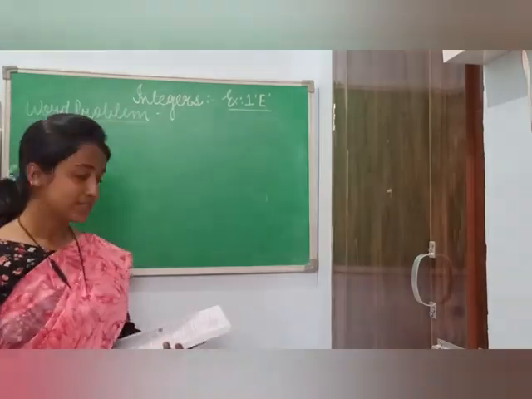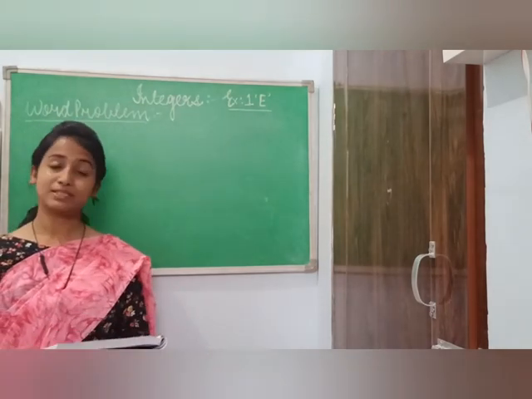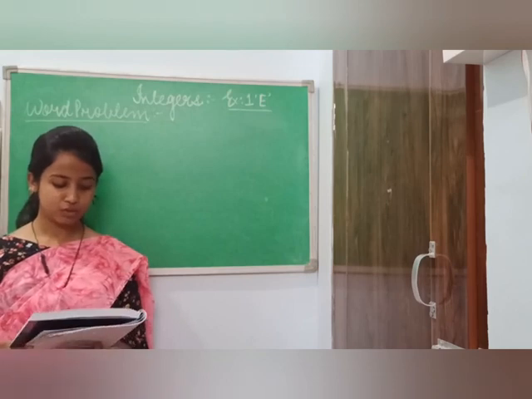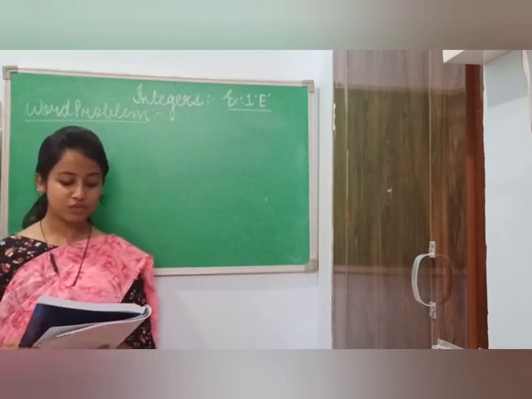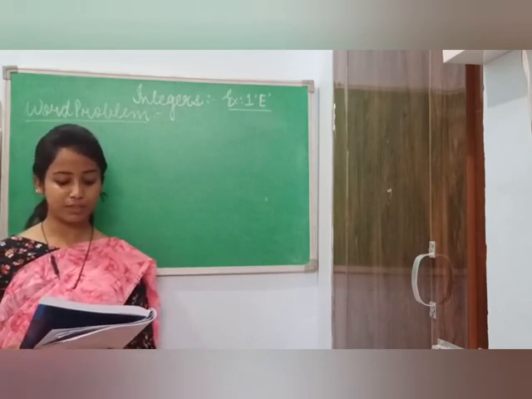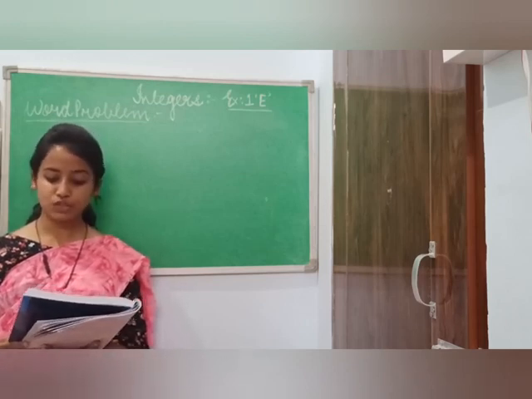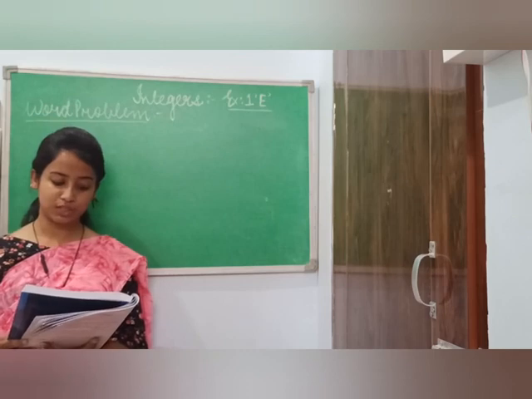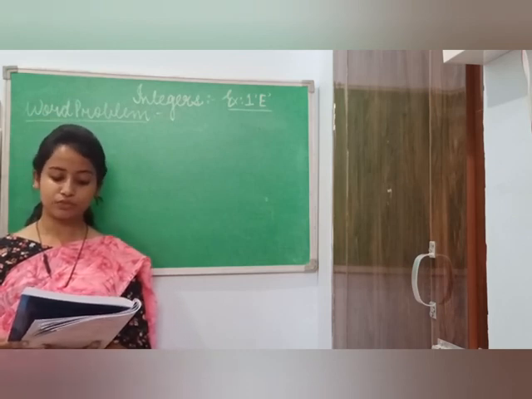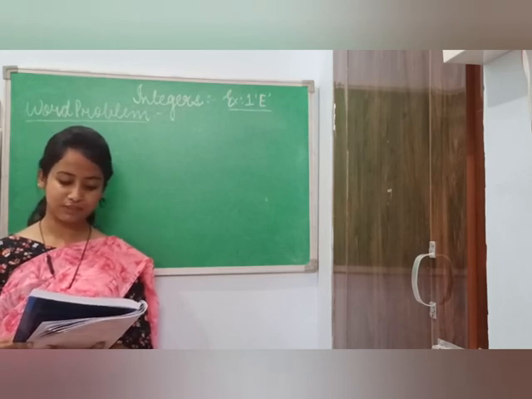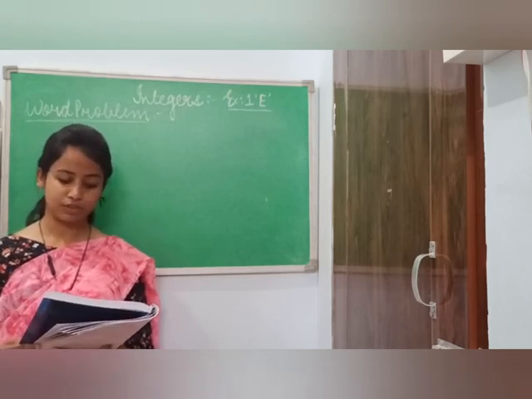Starting with question number 1 from exercise 1E, given on page number N15. The question says that at Srinagar the temperature was minus 4 degrees centigrade on Monday and then it dropped by 2 degrees centigrade on Tuesday. What was the temperature of Srinagar on Tuesday? On Wednesday it rose by 5 degrees centigrade. What was the temperature on this day?